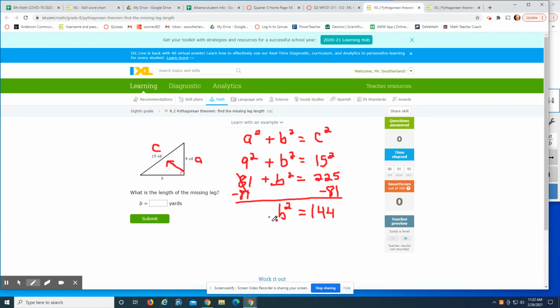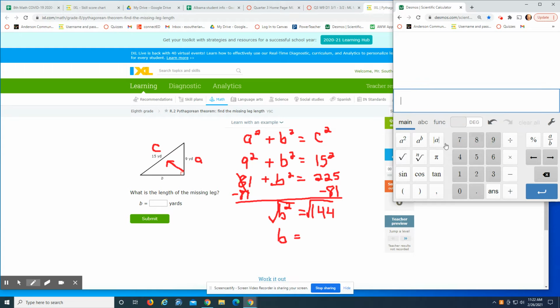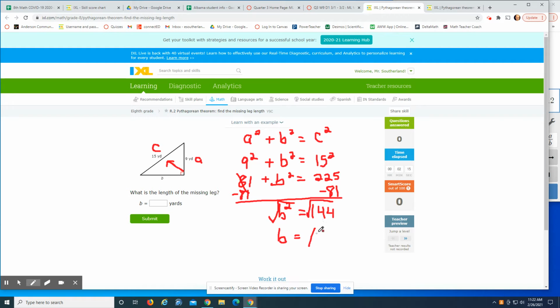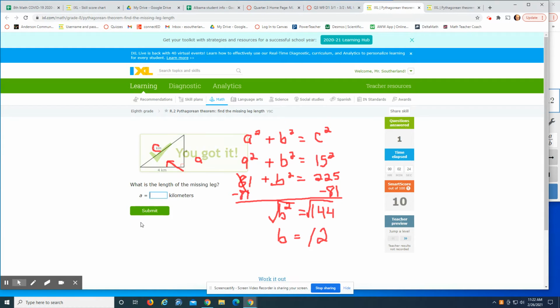And then I'm going to find the square root of both sides. The square root of b squared is simply b. Then we go back to our calculator and type in the square root of 144, which is 12. So here I would write 12, and then I would type in 12 for my answer and click submit.